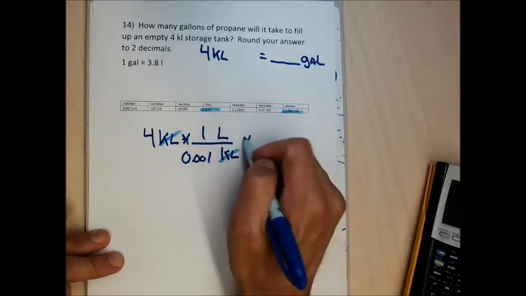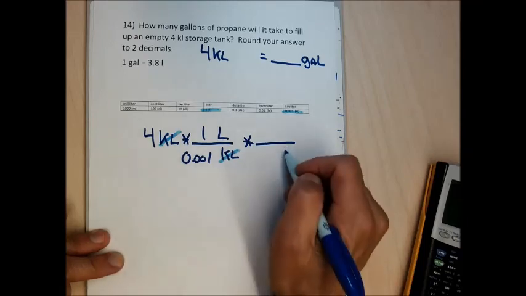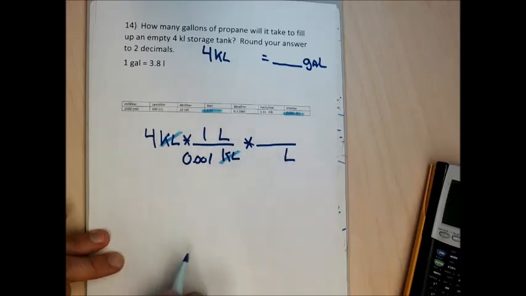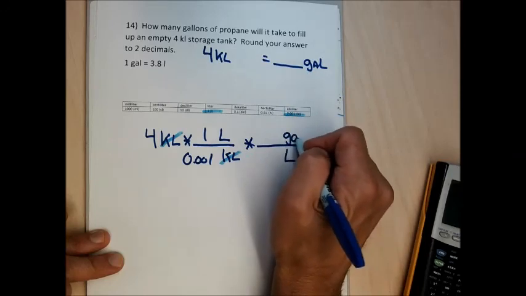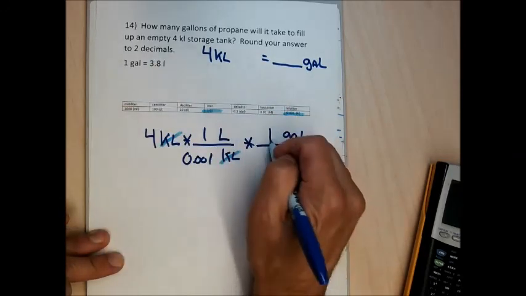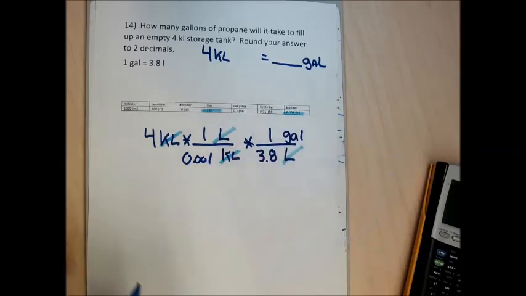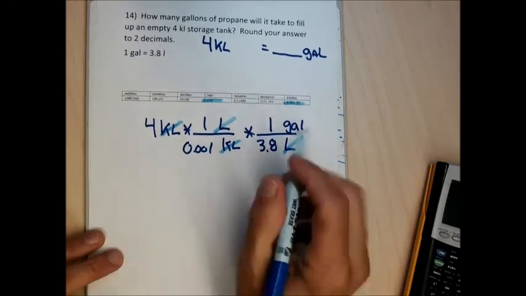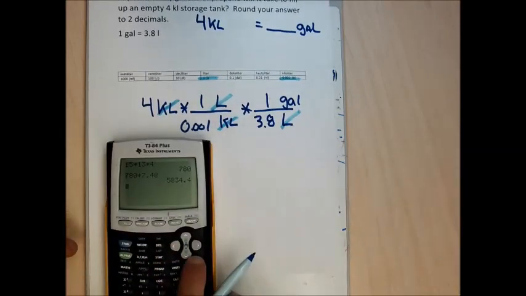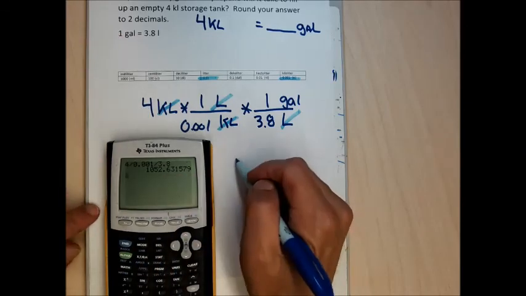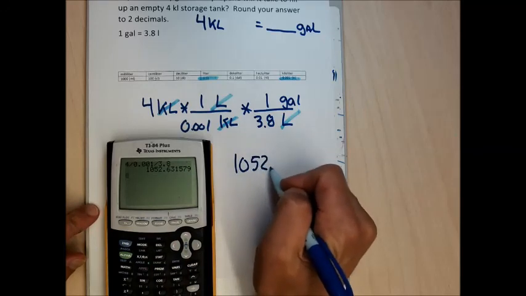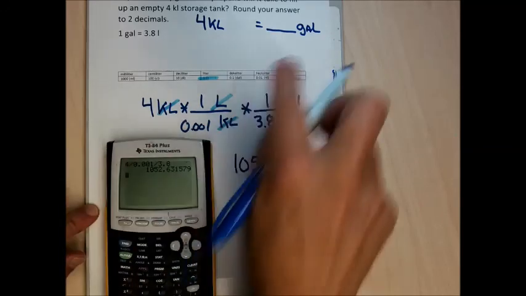Ultimately, I want to go into gallons, so I need to get out of liters. I get out of liters by putting liters in the denominator. I get into gallons by putting gallons in the numerator. Now I'm going to use that 1 gallon is 3.8 liters. The liters are going to cancel, so I'm going to be left with gallons. I'm going to have to divide both of these numbers. So on my calculator, I'm going to go 4 divided by 0.001 divided by 3.8. That's going to give me the number part, and finally round to 2 decimals. I'm going to round this to 1052.63, and my units are going to be gallons.